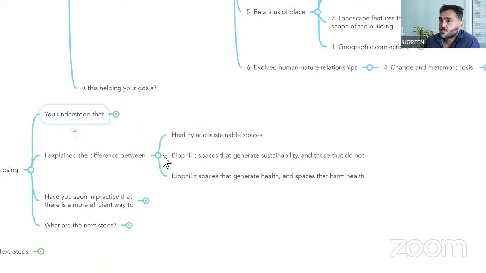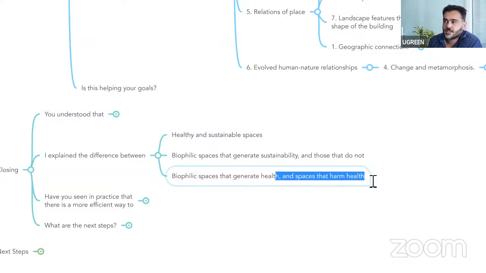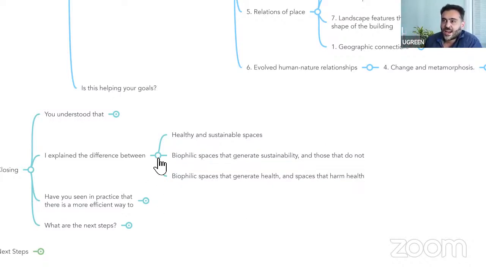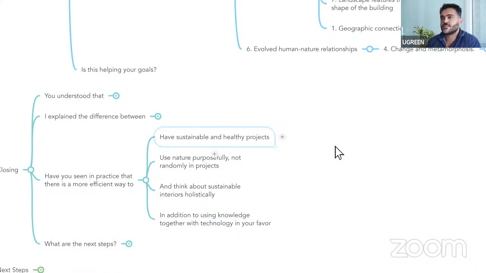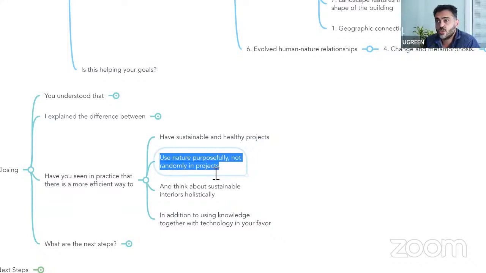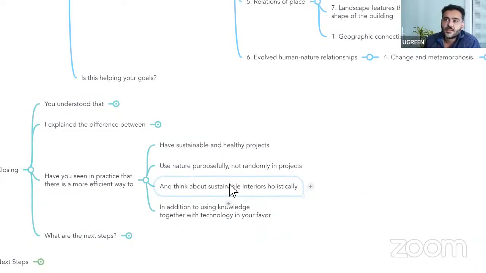And we understood also the differences between healthy and sustainable spaces. Sometimes a sustainable space is not going to be that healthy, right? Or vice versa. So it's important that you address both things at the same time. Biophilic spaces that generate sustainability, and strategies that maybe can have drawbacks as well. Biophilic spaces that generate health and spaces that harm health as well. So we understand that we have differences between all those things. Also, you understood that in practice there is a more efficient way to have sustainable and healthy projects. There are some paths that you can follow for that. You understand how to use nature purposely, not randomly, in projects. This is a way that you can go, and to think about sustainability and sustainable interiors in a more holistic way, right?